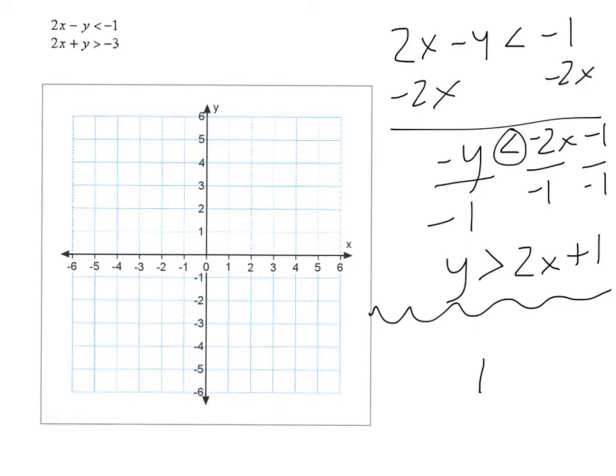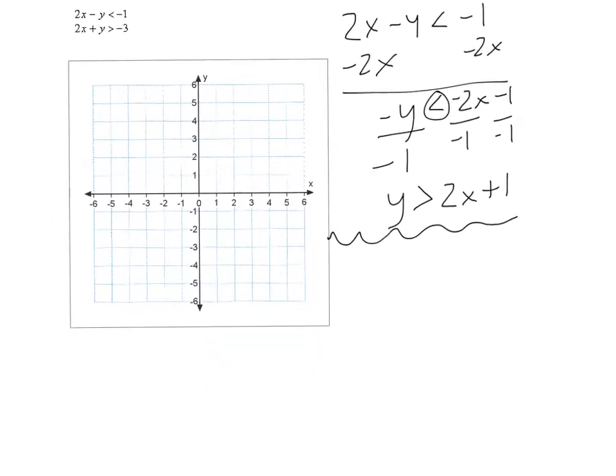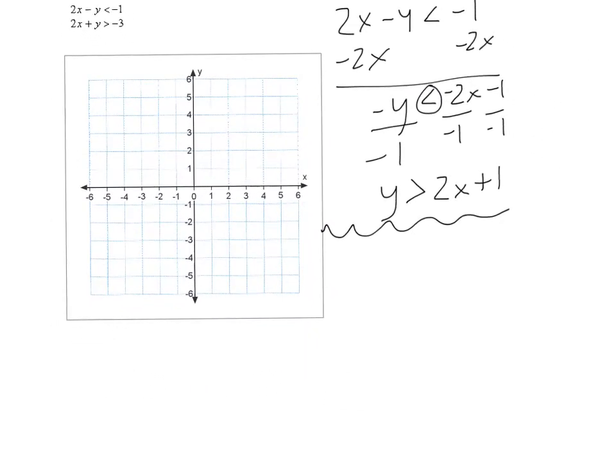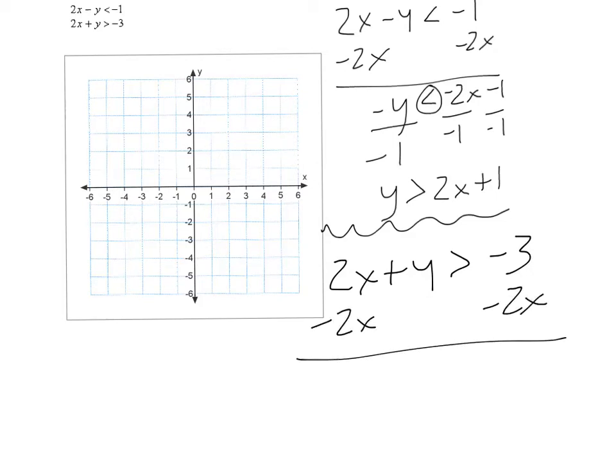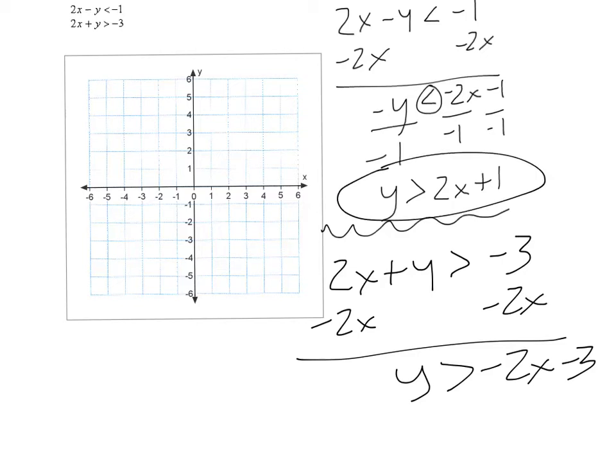See if I can erase that. All right. So we got 2x plus y is greater than negative 3. And go ahead and subtract your 2x on both sides. And we're going to get y is greater than negative 2x minus 3. Okay? So that's our second equation. So we have this one here and this one right here.